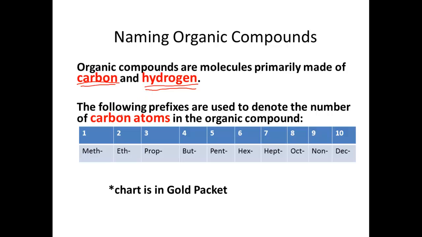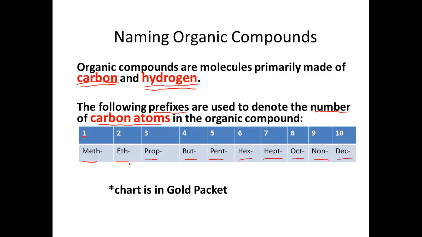Now we're going to use what's known as our organic prefix system. And in that organic prefix system, we're looking at the number of carbons. So if we have 1 carbon, it would be meth, 2 carbons eth, 3 carbons prop, 4 but, 5 pent, hex, hept, oct, non, and dec are going to be our 10 carbons, up to 10 carbon chains.